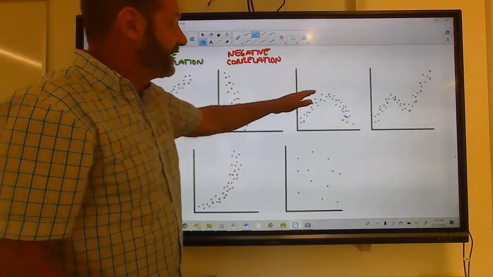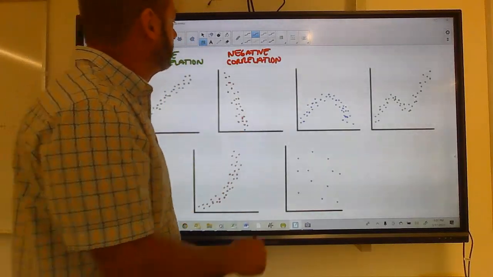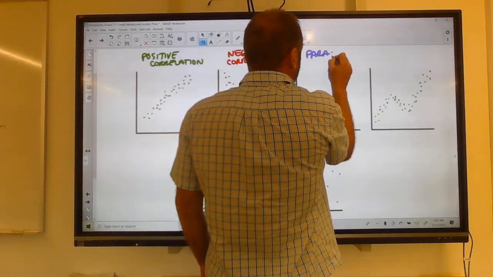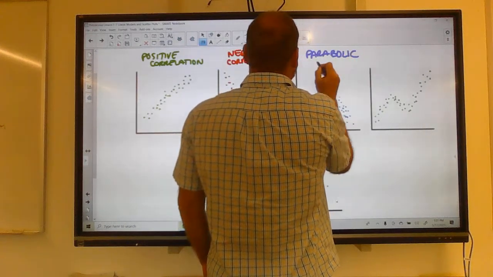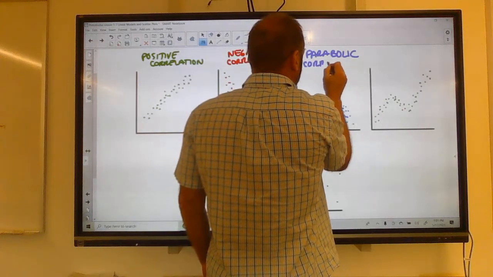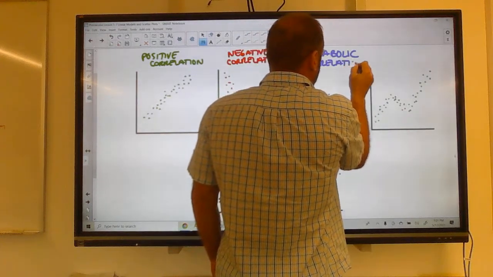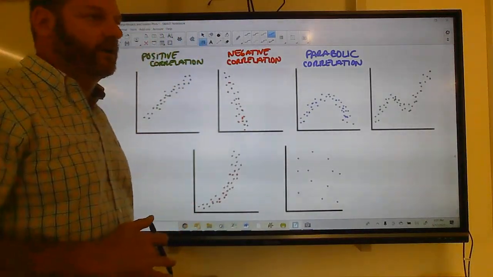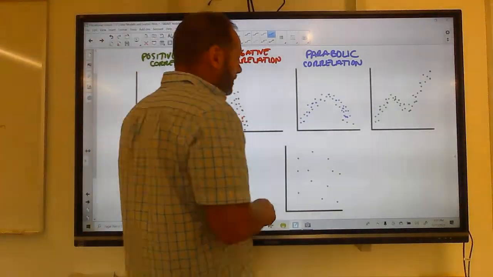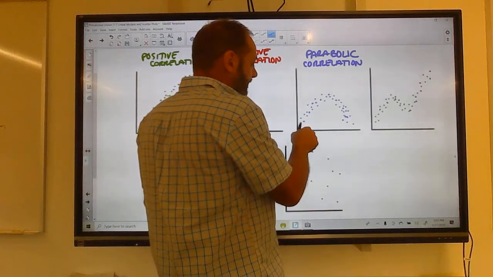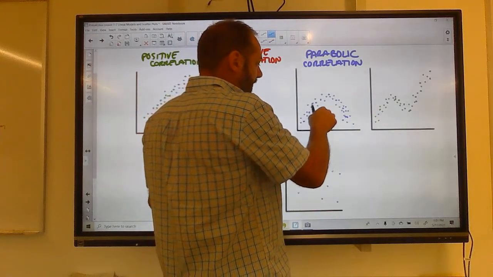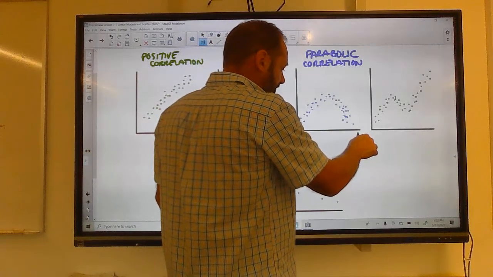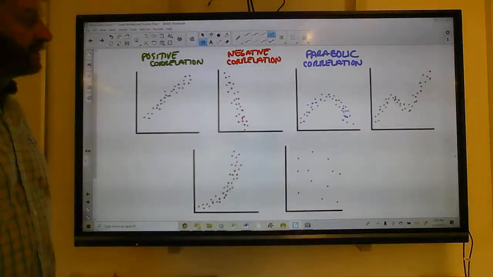Now this is obviously not linear, this is parabolic. Okay, so this is a parabolic correlation. This could be something like the population of a town that had a gold spike. Okay, so there was hardly any people that lived there. And then they discovered gold, and the population increased, and then the gold ran out, and then the population decreased. Something like that.